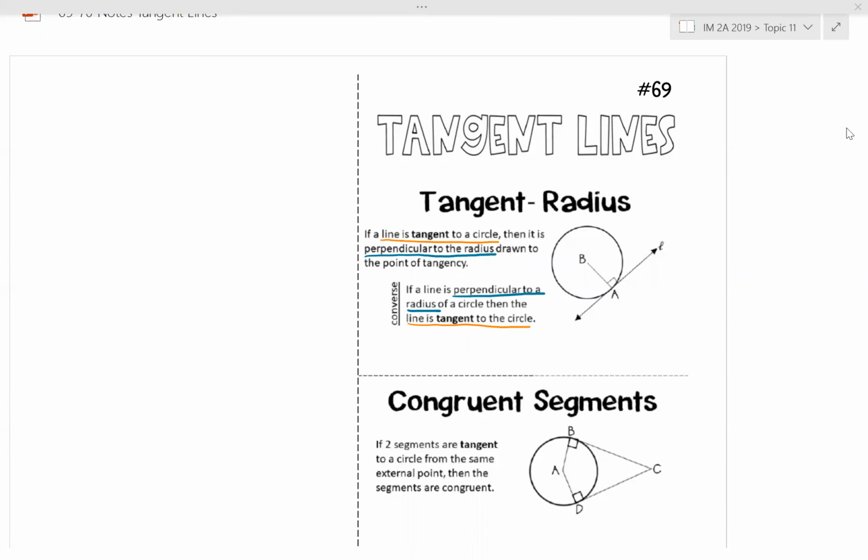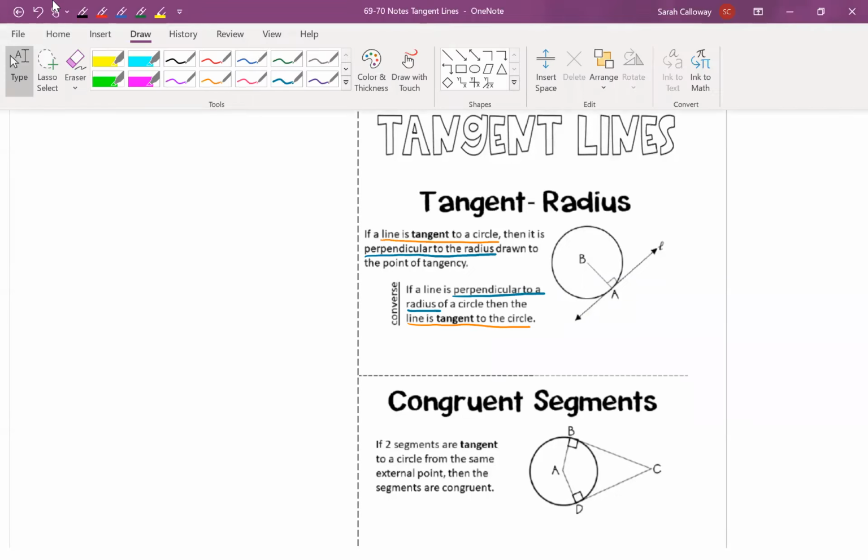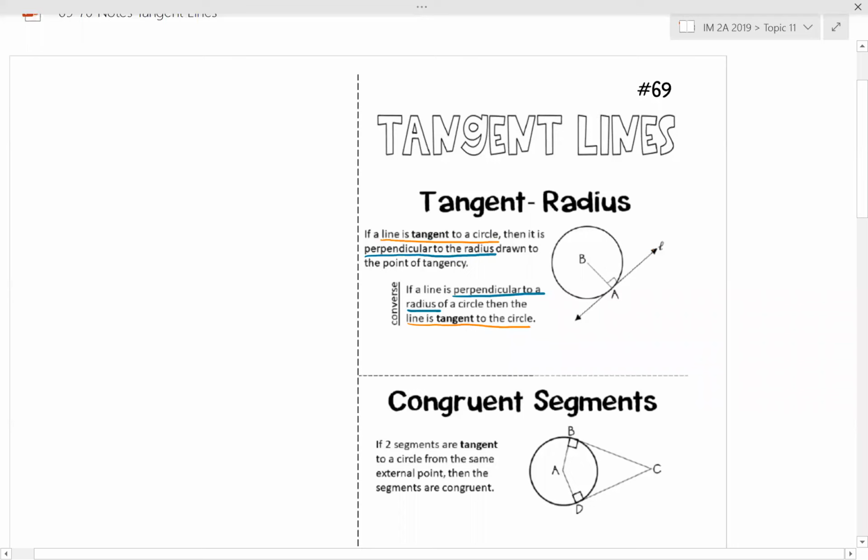Okay, in this video, we're going to do pages 69 and 70, which are tangent lines. In the previous lesson, I didn't make a video because it was all just vocab. And so this is now looking at specifically tangents. In the last 2 pages of notes, we saw that tangents are lines that intersect a circle once on the circle. And so a tangent line here would be line L. So line L is the tangent.